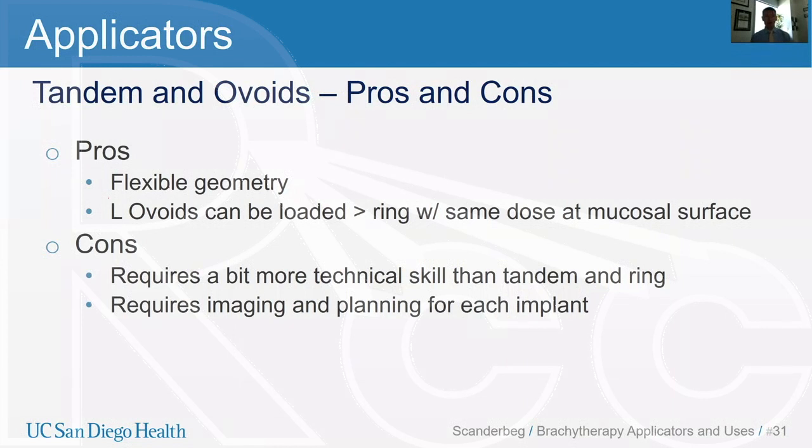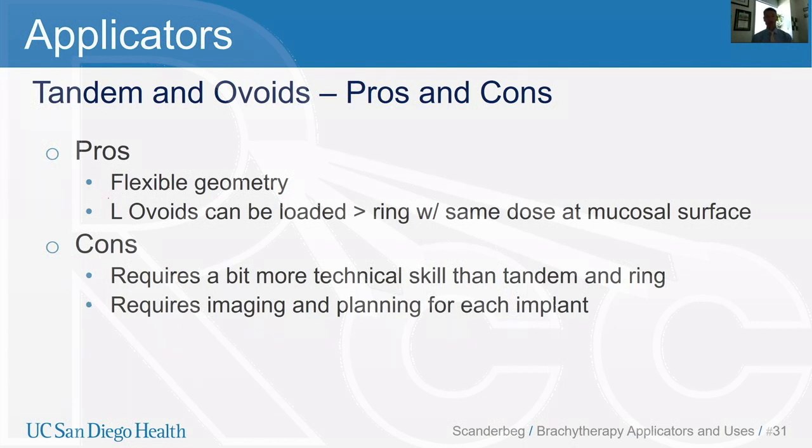The choice between using a tandem and ovoid kit and a tandem and ring kit is mainly based on physician preference. There are also some advantages and disadvantages to using the tandem and ovoid kit. One of the advantages is the flexible geometry of the kit. With multiple size ovoid caps and tandem lengths, it's possible to fit almost any patient, and the tandem and each ovoid are independent of each other. So it's very flexible how it all fits together.